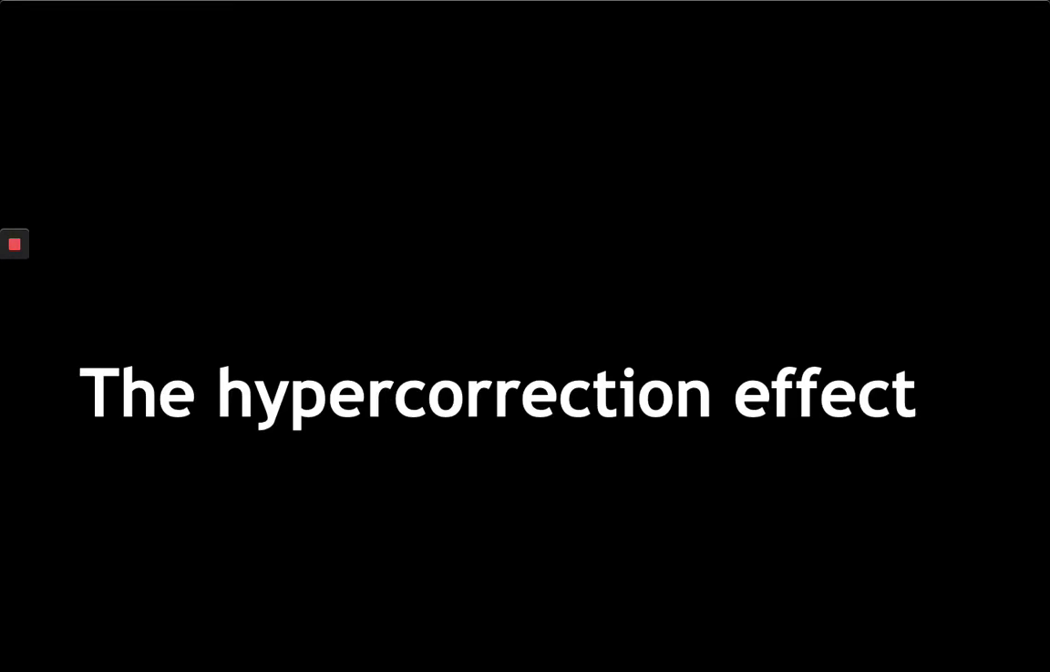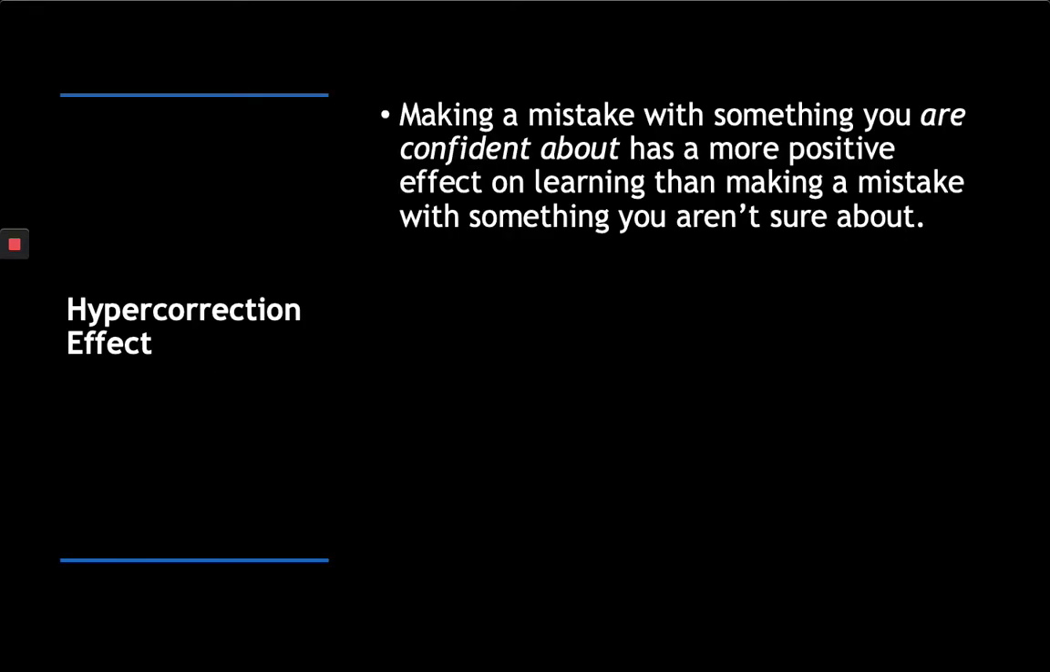Well, there's another effect that's worth considering, and that's the hypercorrection effect. The hypercorrection effect relates to this: making a mistake with something you are confident about has a more positive effect on learning than making a mistake with something you aren't sure about. To give an example of that, let's think about the capital of Australia.